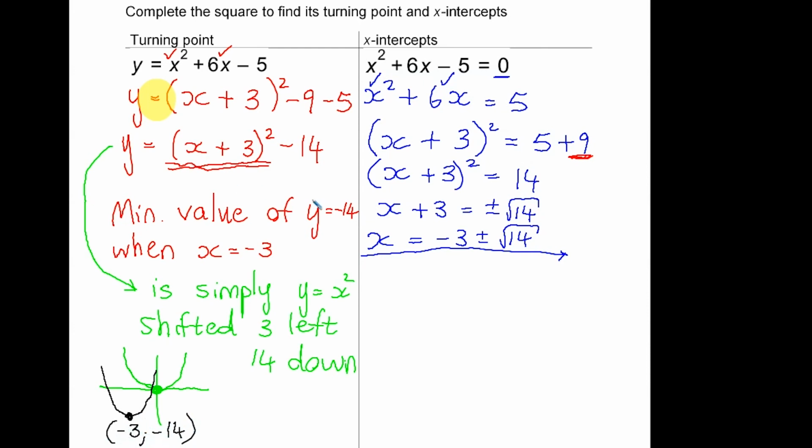So two great reasons to complete the square. There are others, but that brings us to the end of this short bite-sized video.